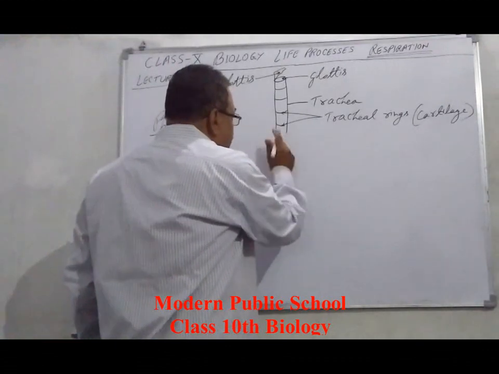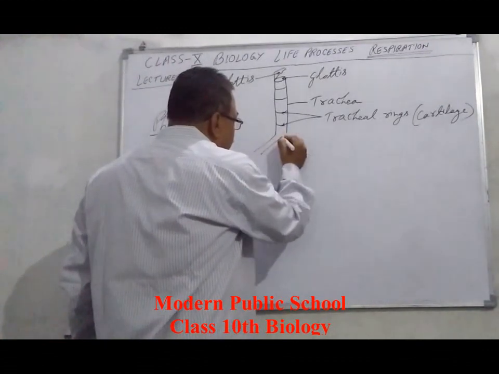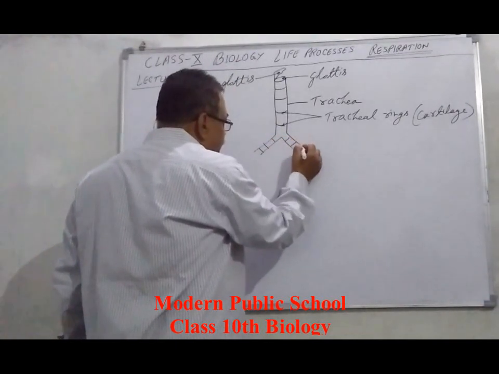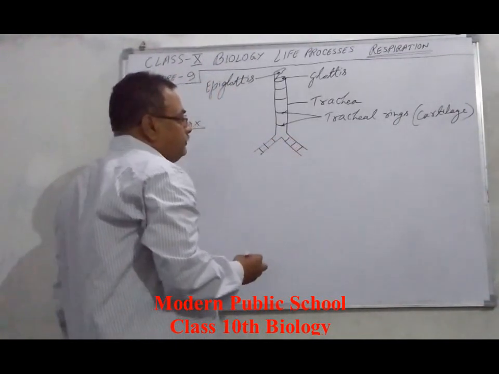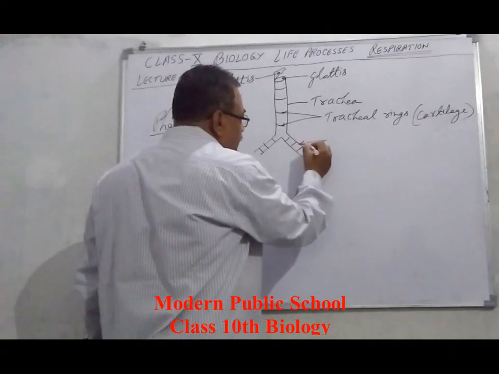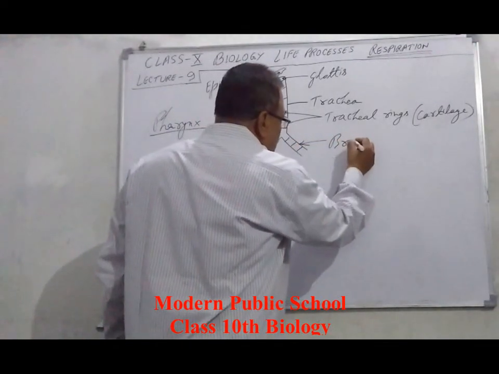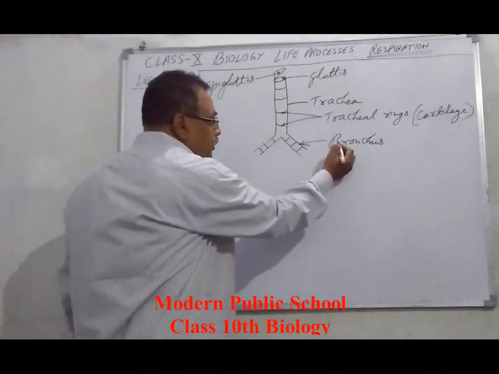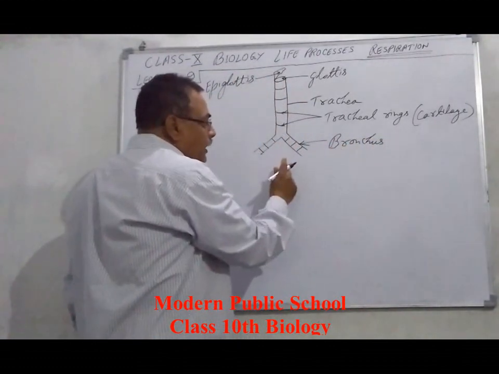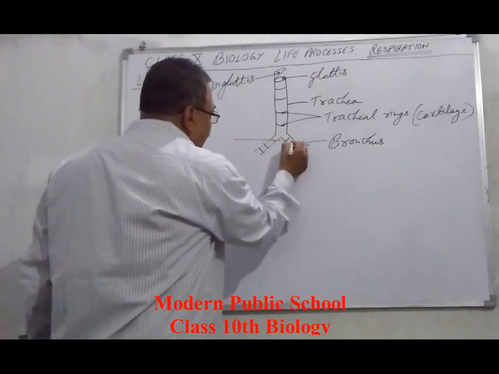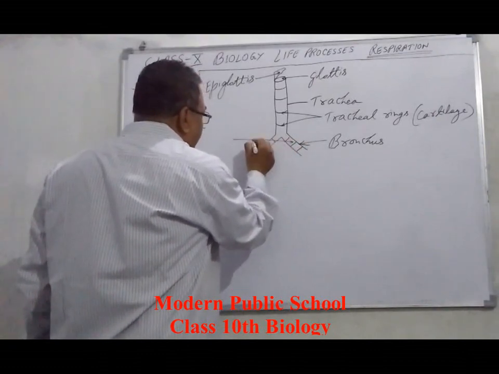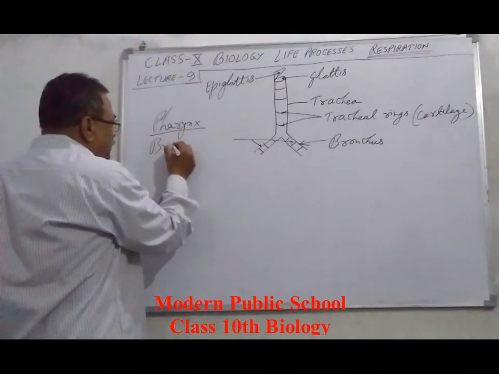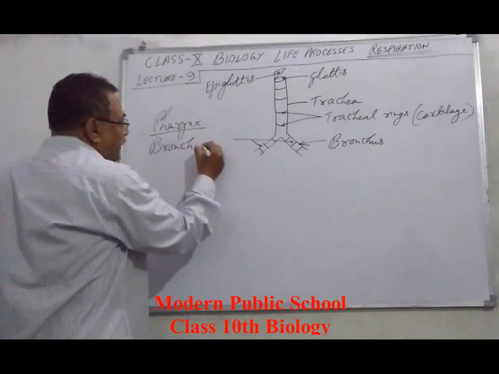After that, this trachea divides into two equal arms. It is known as the bronchus. ब्रोंकस सिंगुलर हुआ, अगर दोनों को दिखाएं, इधर वाले को और इधर वाले को, when we show both of them, it will be termed as bronchi.